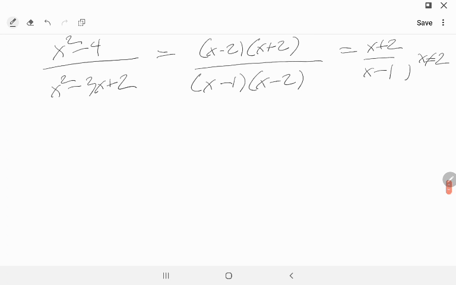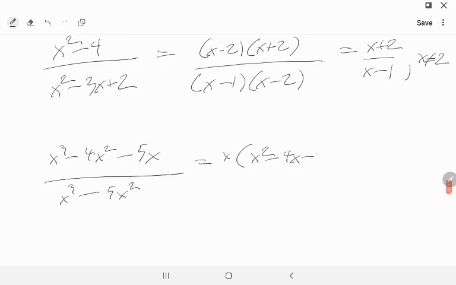So let's try something a little bit messier. If we had something like x cubed minus 4x squared minus 5x, all divided by x cubed minus 5x squared, we notice that we can write this as x times the quantity x squared minus 4x minus 5, divided by x squared times x minus 5.